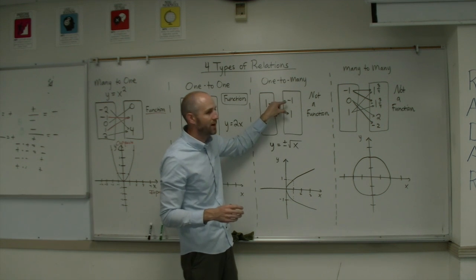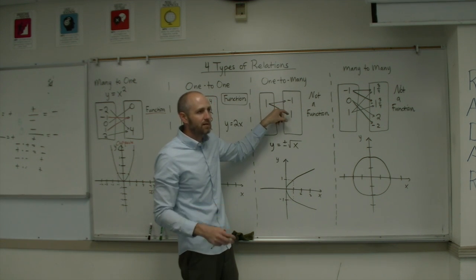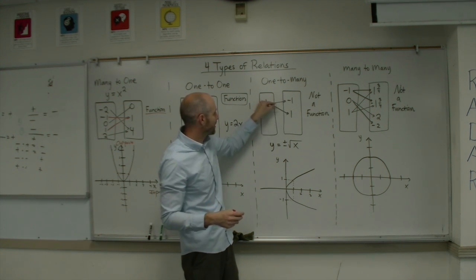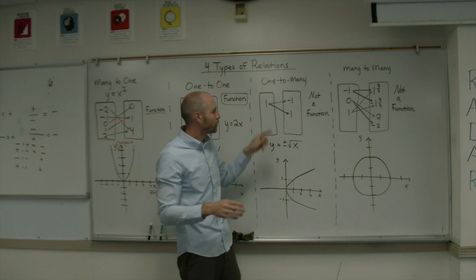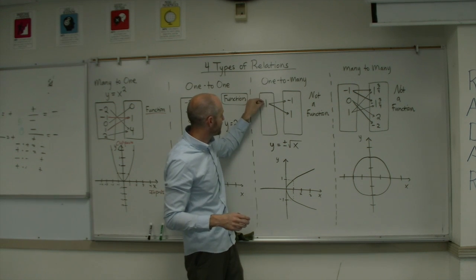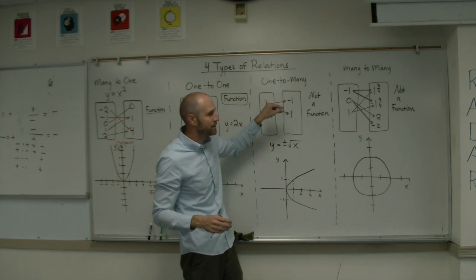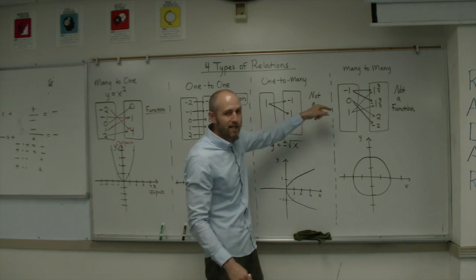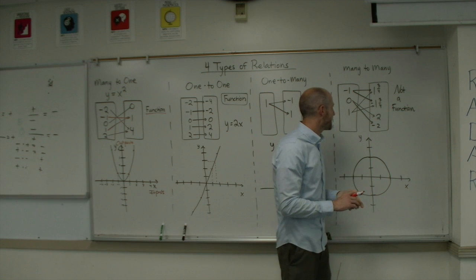One input having 2 outputs. Remember, a function is when there's only 1 output from each input. This is 2 outputs from one input. And this is 1 input going to many outputs. So it's not a function, and that's the type of relation that it is. And the last one's not a function either. This one is called many-to-many.